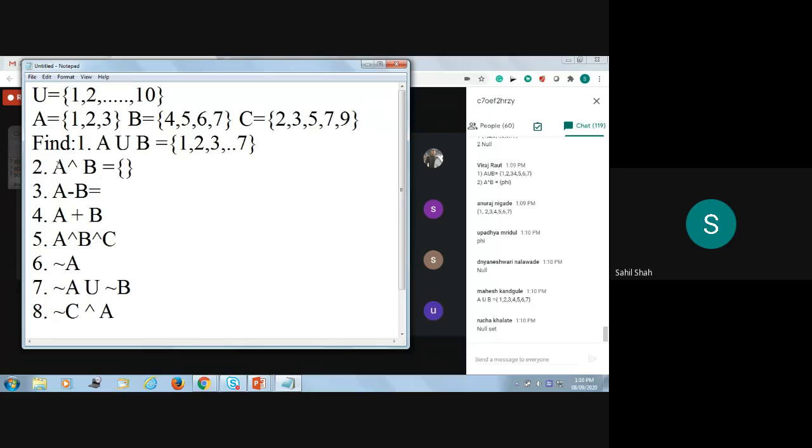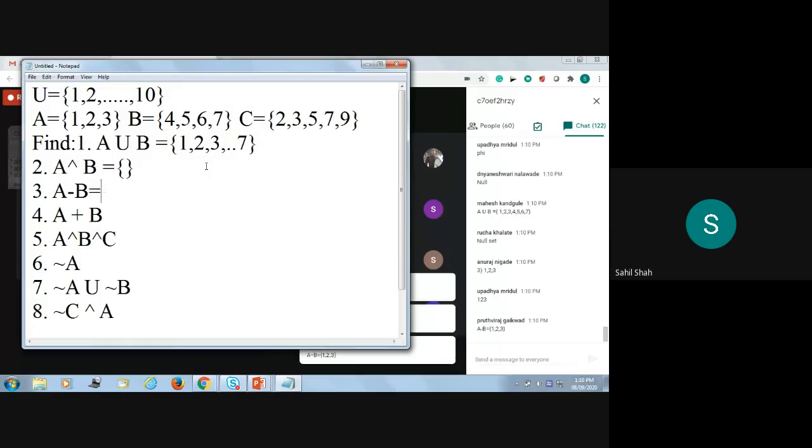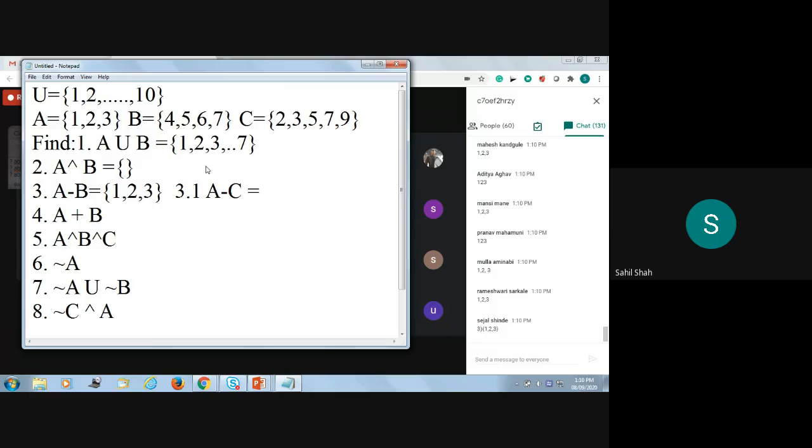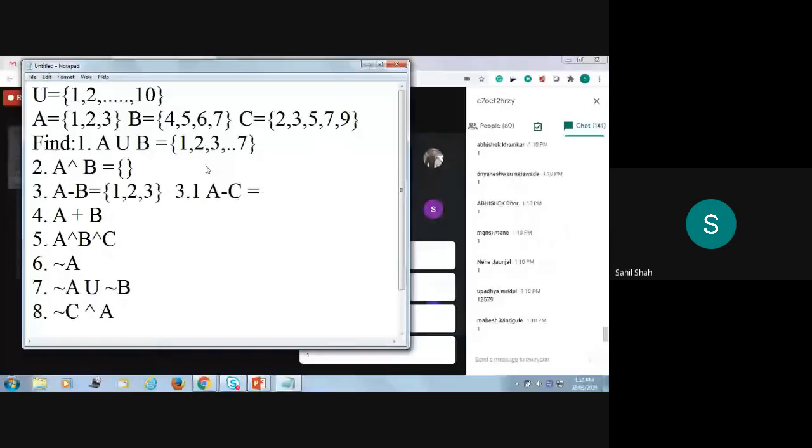So what is A minus B? That is my third question. A minus B. All the elements which are exclusively present in A, but at the same time, they should not be present in B. 1, 2, 3, you are saying. So if I add one more question here, let us say 3.1. What will be the result of A minus C? Can you tell me the result of A minus C? Yes, very nice. A minus C will be 1 because 2 and 3 are common with C. Perfect. Fourth one, A plus B.